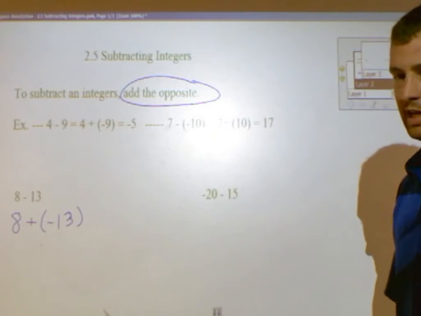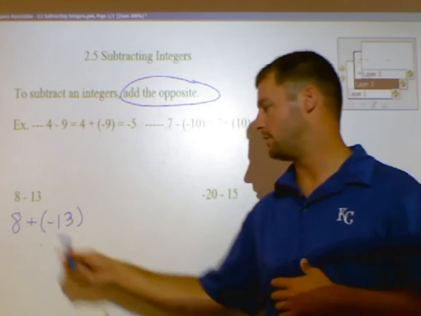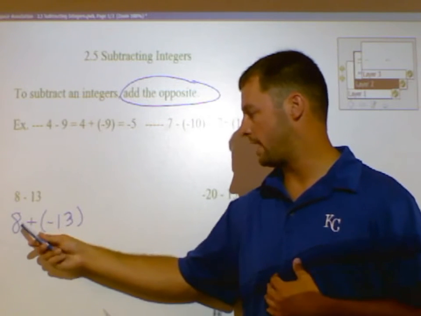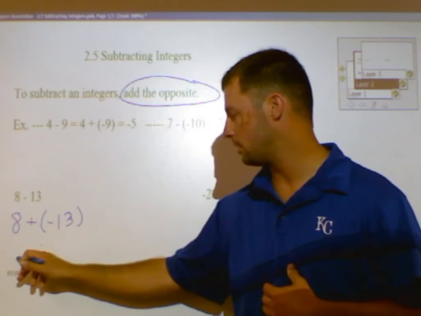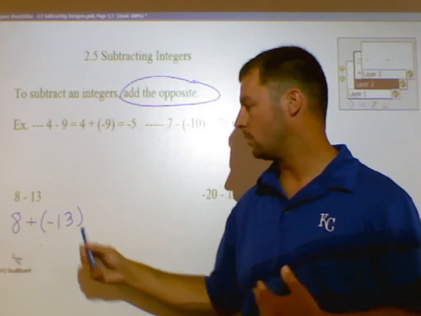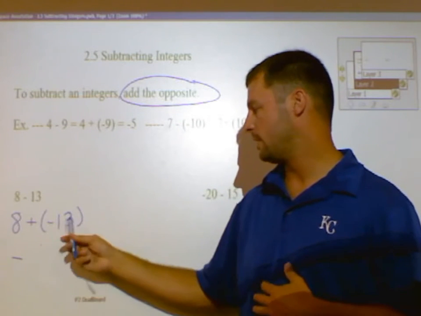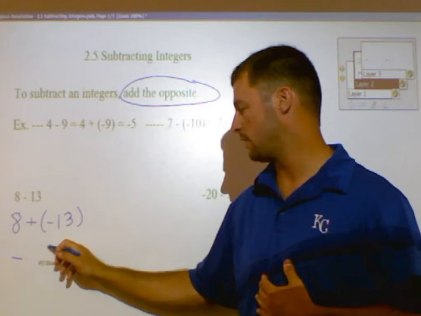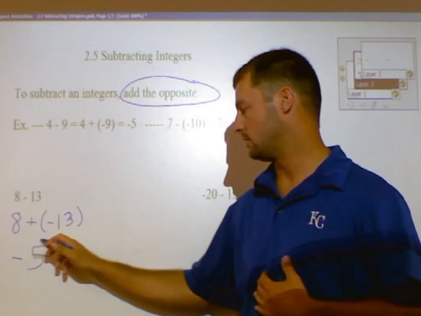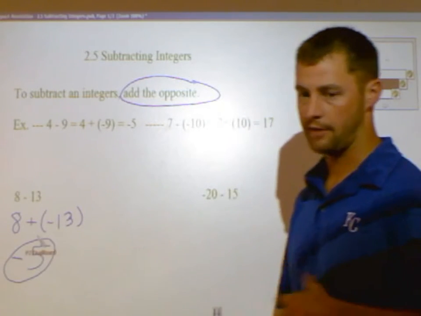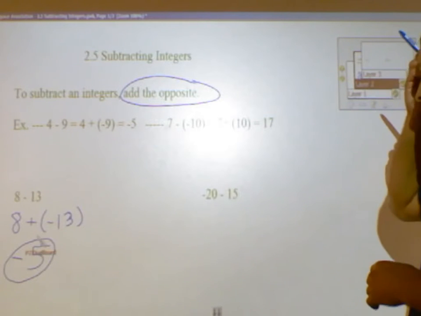Now I have 8 plus a negative 13. Now I compare. I have different signs. Which one do I have more of? Well, I have more negatives, so I know I'll have a negative answer. What's the difference between the two? The difference between 13 and 8 is 5. Answer, negative 5. Again, all I'm doing is adding the opposite.